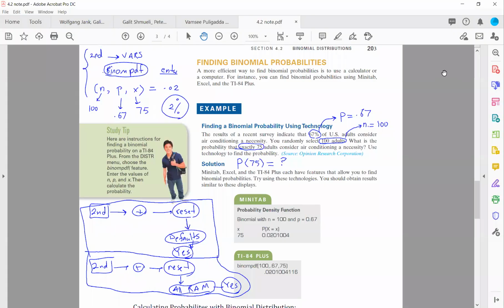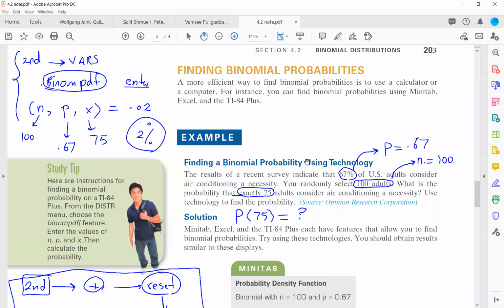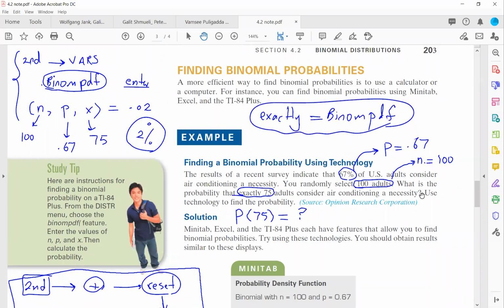So in this example, we learned that if the question says exactly, guys, this is the keyword to use PDF. So exactly, it means that you have to use binomial PDF. Okay, perfect.